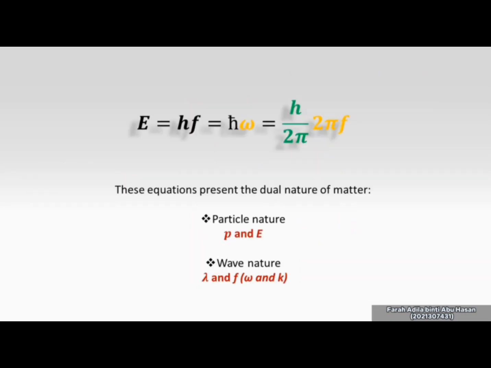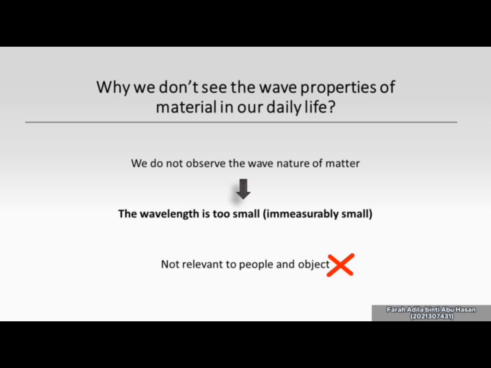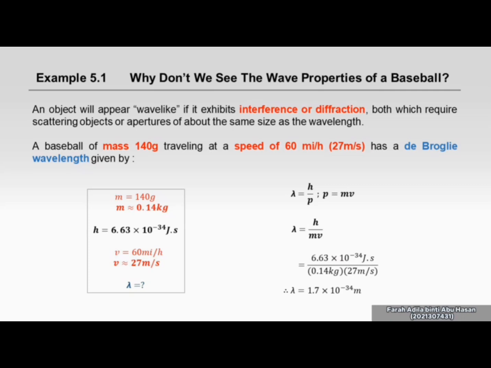From this equation, it illustrates and presents the dual nature of matter. The particle nature in this formula is momentum and energy, and the wave nature is the wavelength and frequency. Why do we not see the wave properties of matter in our daily life? It is because we don't observe the wave nature of matter. The wavelength is too small and not relevant to people and objects. Now, let me move to example 5.1 to get a better understanding.